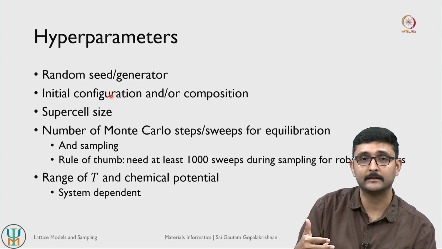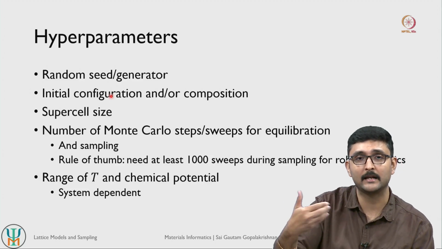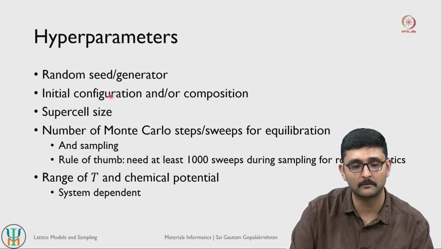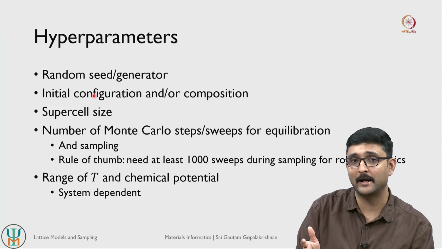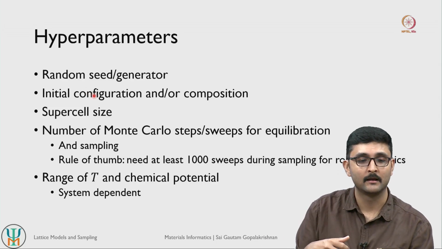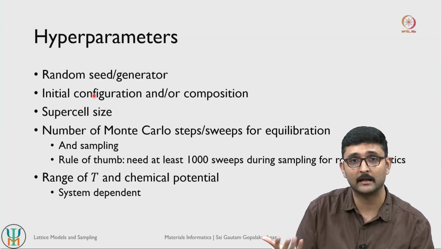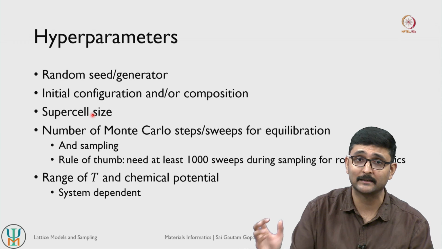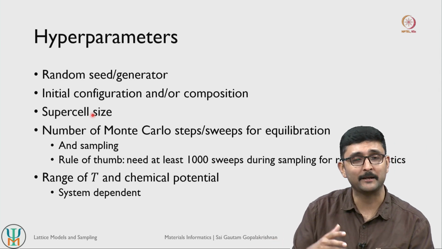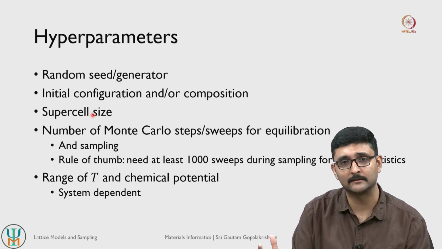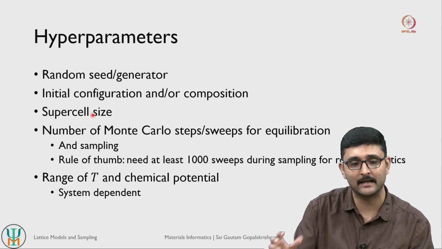What kind of initial configuration we choose to begin our equilibration and sampling of our Monte Carlo can really bias what kind of transition temperatures or transition compositions or even diffusivities you can actually get in your system. Supercell size is a very important hyperparameter. Typically, the larger the supercell, the more converged your results are, but the more computationally heavy they are.